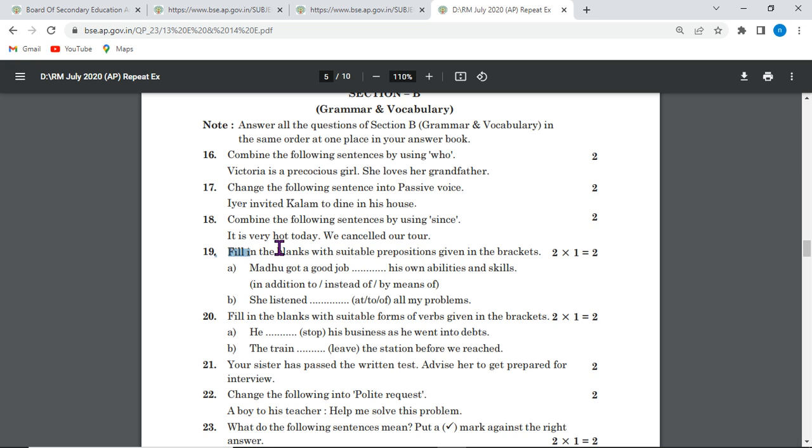Fill in the blanks with suitable prepositions given in brackets. So here, Madhu got a job by means of his own abilities and skills. She always listened to all my problems. Listen to takes the preposition to.